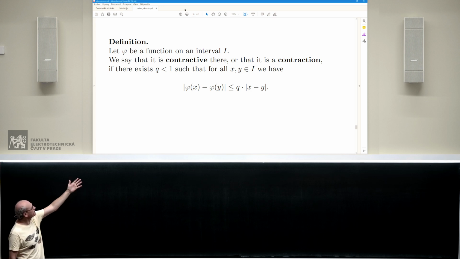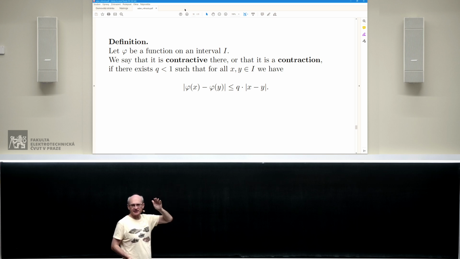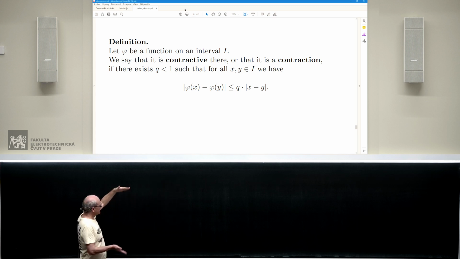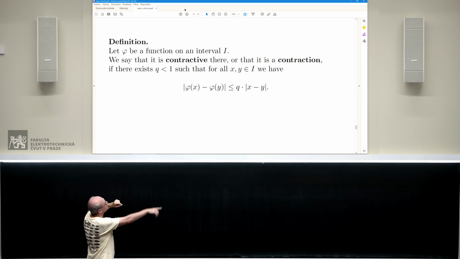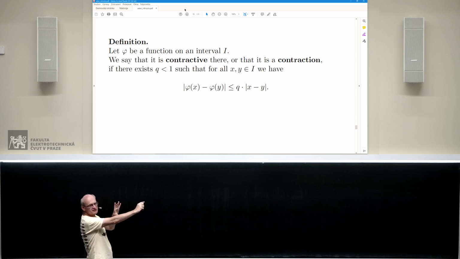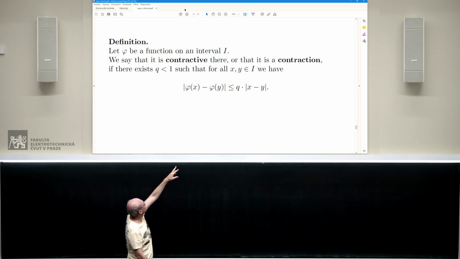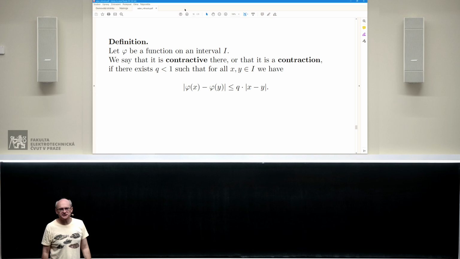And that's actually reflected in the inequality. So we have some interval. On this interval, we have our function phi. And now we take 2 points at the starting space. We look how far apart they are. That's the right-hand side. We move them over, and we check how far apart the outcomes are, the images. And then we want the images to be closer compared to the original points. That's the inequality here. Now notice that Q is required to be smaller than 1. That's very important.